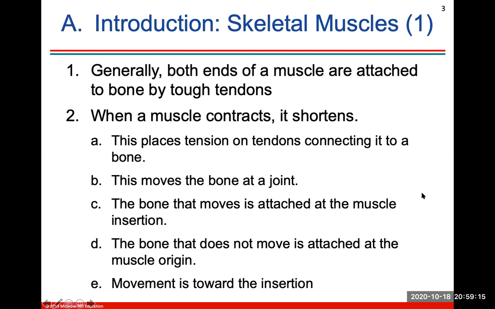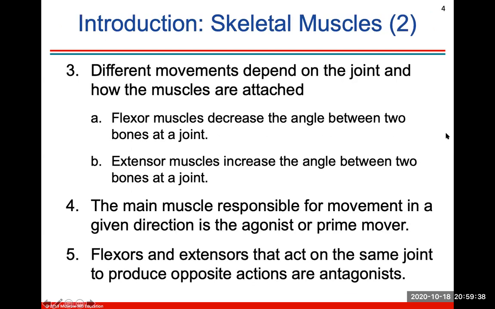Generally, both ends of a skeletal muscle are attached to a bone by tough tendons, and when the muscle contracts, it shortens. And this shortening will move the bone at the joint. The bone that does not move is attached at the muscle origin, and the movement is toward the insertion. So origin and insertion of muscles, different movements depend on the joint and how the muscles are attached.